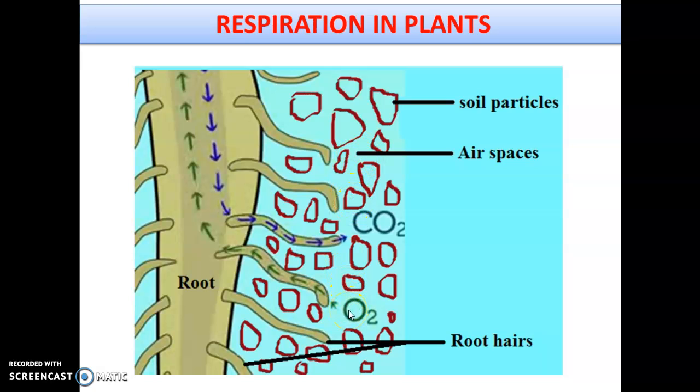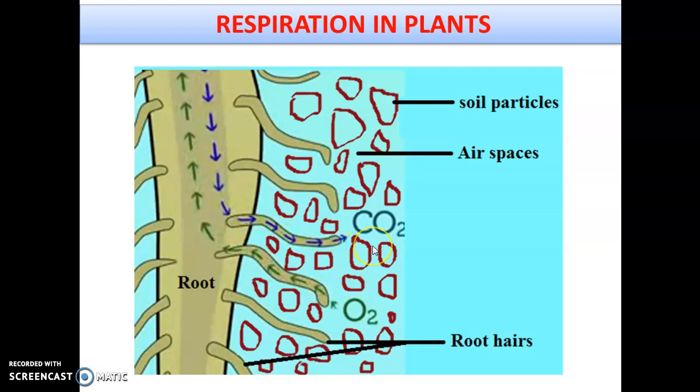So when the plant is performing respiration, the root will take in oxygen through these air spaces. This oxygen will go to the site of respiration, which is the cell, that is why it is also called cellular respiration. In return, it will produce carbon dioxide, and the carbon dioxide will follow the same path and be released out from the root hair and get trapped again between the soil particles.